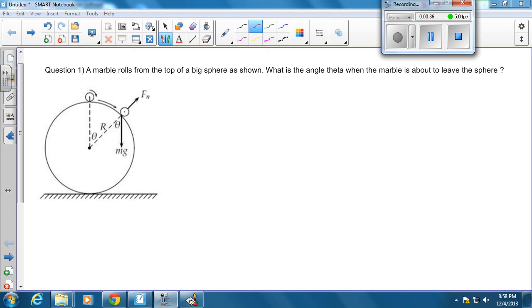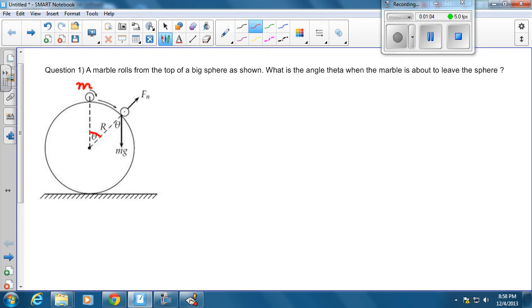There's no numbers given, so how about we take the mass of the marble as m. This marble rolls down the sphere, and we are asked to calculate this angle theta. The theta is the angle when the marble is about to leave this sphere, so it is in fact leaving this trajectory. So how to crack this question?